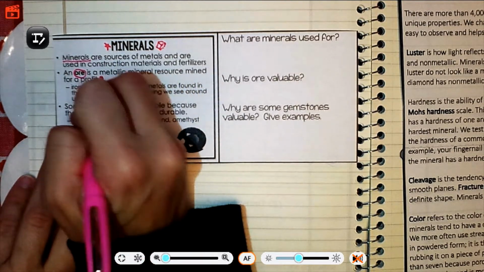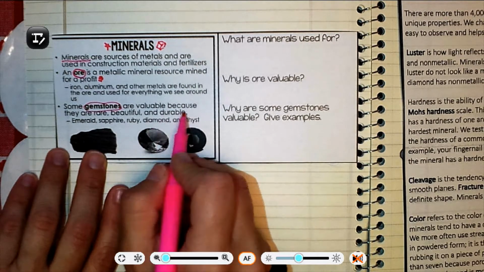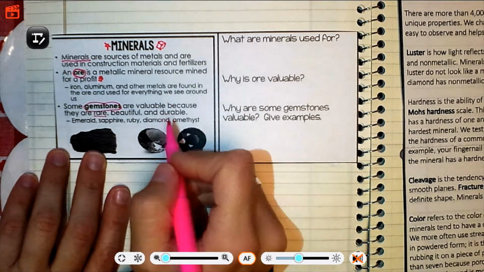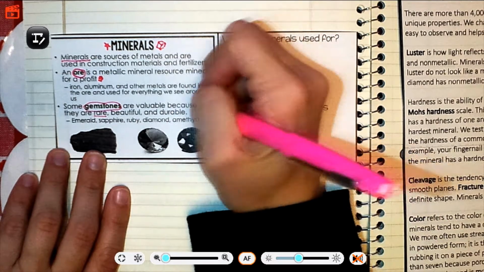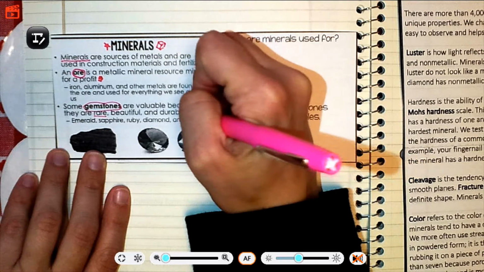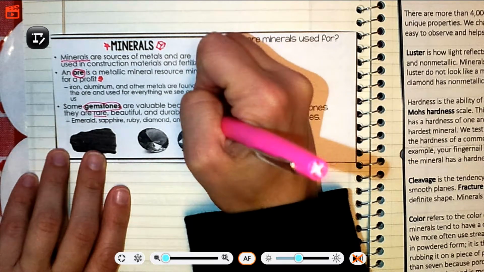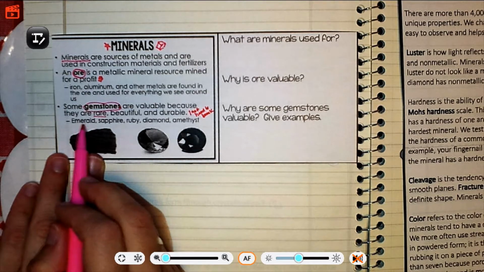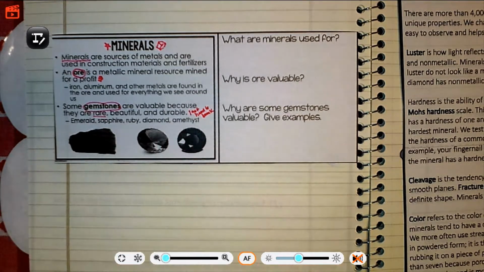Some gemstones are valuable because they are rare. Rare means hard to find. Beautiful and durable. Durable means that they last, or they're hard to break. Some examples are emerald, sapphire, ruby, diamond, and amethyst. So to the right, you're going to answer those 3 questions.